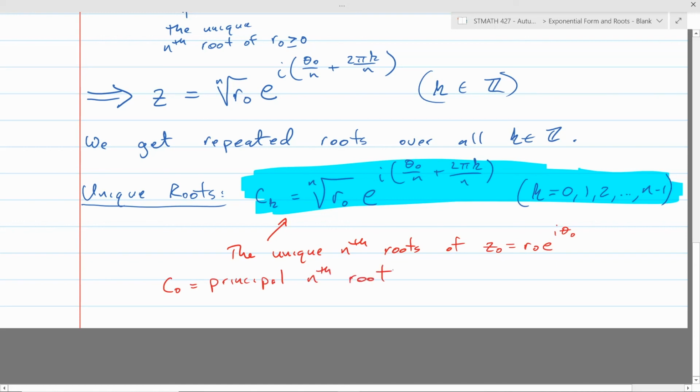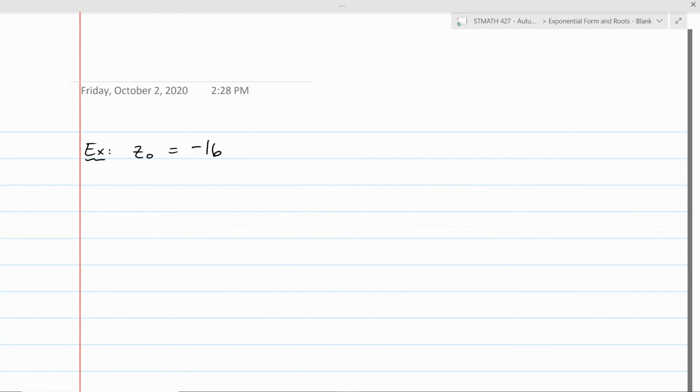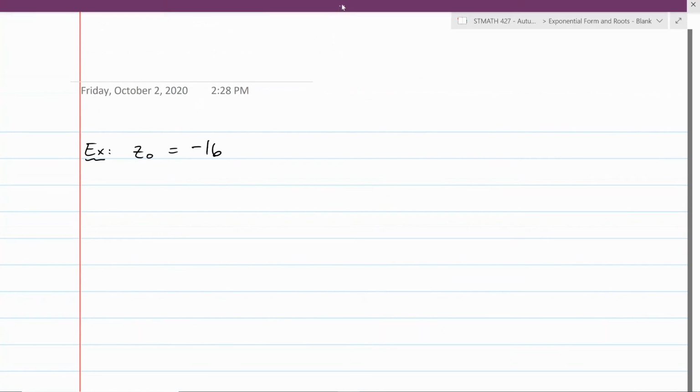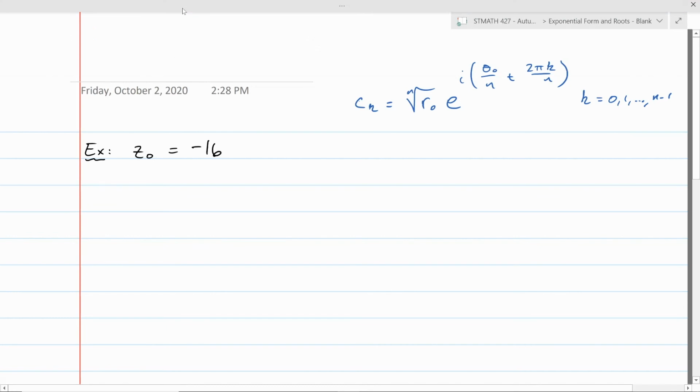So just let k equal 0 in that expression, and you get the one special one we call the principal root. Let's see how this works. I'll recopy the formula down here for how to get the roots, since it was on the previous page. Let's try this with z naught equals negative 16. I want to find the fourth roots.